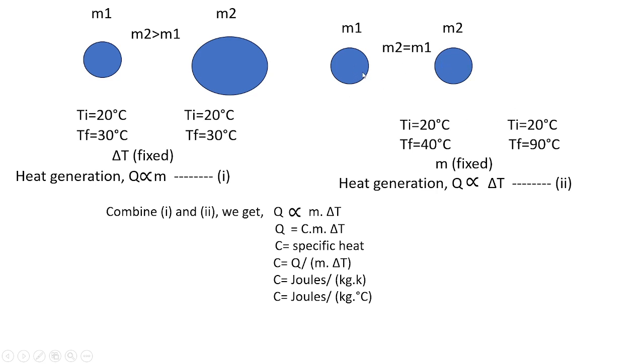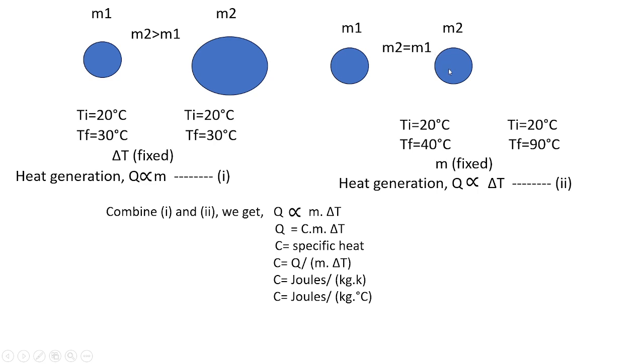Now consider the second diagram. According to this case, mass 1 and mass 2 are both equal. We just analyze the initial and final temperatures. For the first, the initial temperature is 20 degrees Celsius and the final is 40 degrees Celsius. For the second, the initial is 20 degrees and the final temperature after heat generation is 90 degrees Celsius.